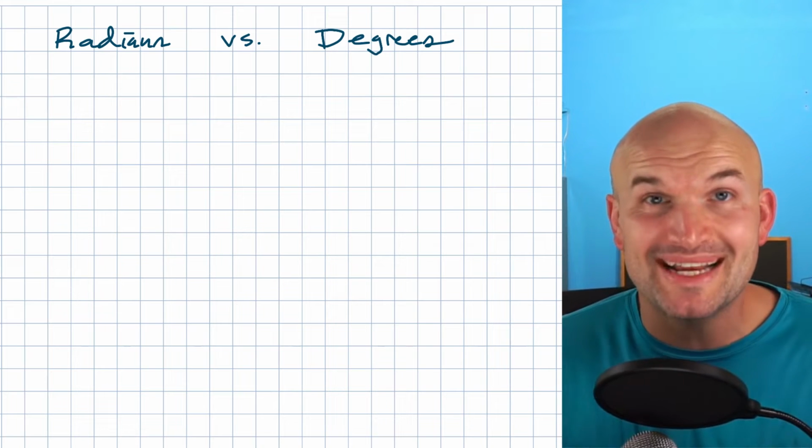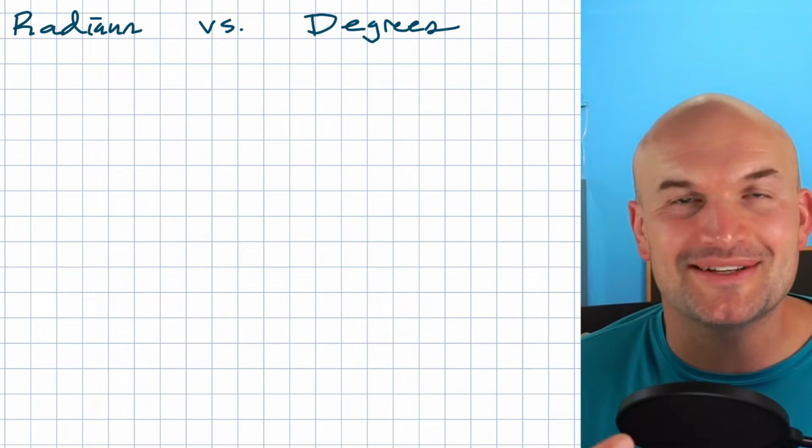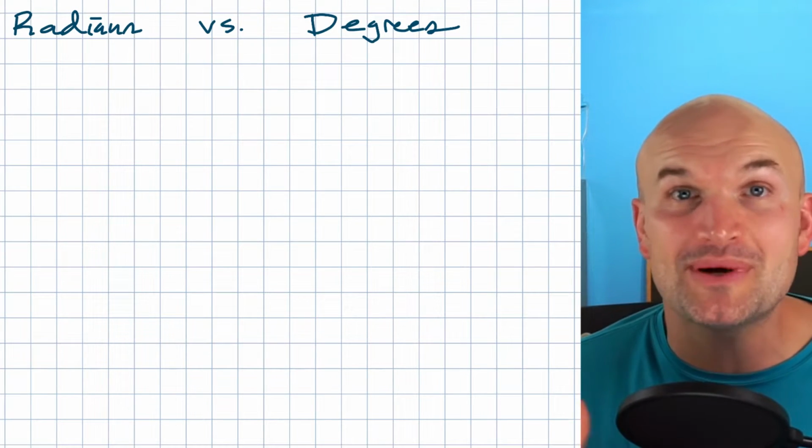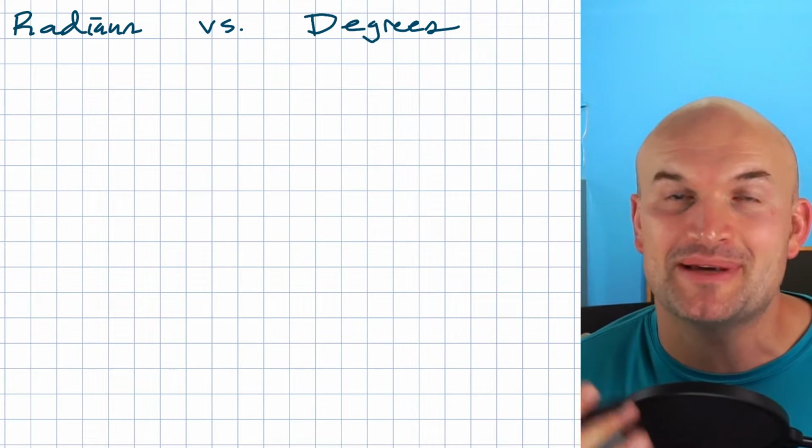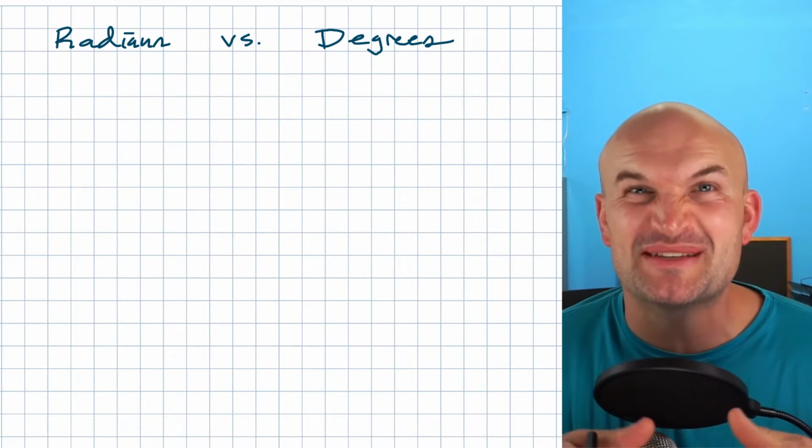Let's talk about radians versus degrees. What exactly do they mean? Where do they come from? And which one is actually going to be better for us to use?